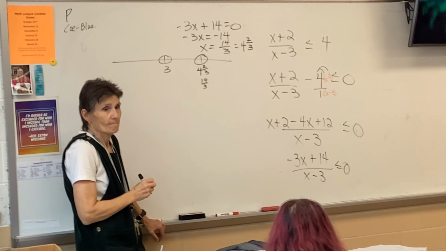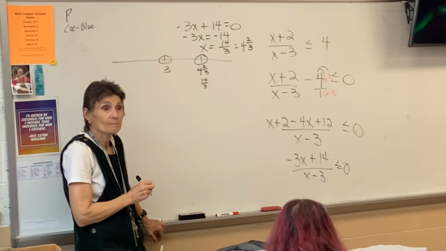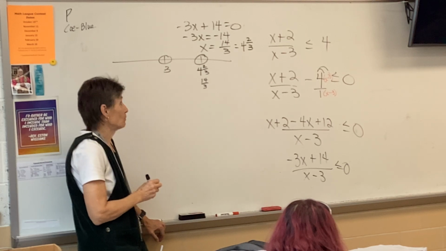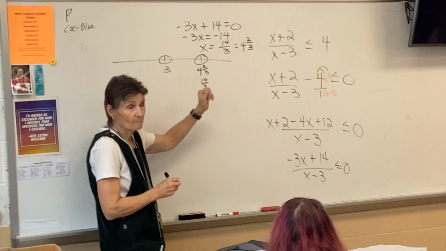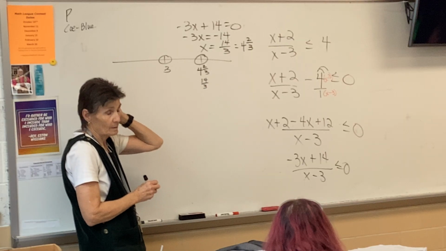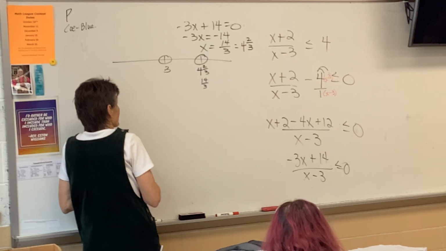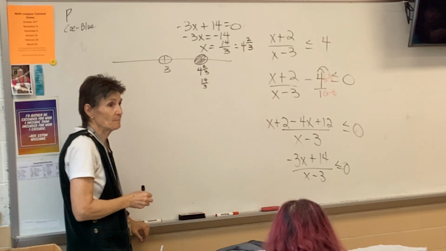Doesn't matter which one you put. Do I have to put like 4 2/3 or can I just put 14 thirds? 14 thirds is fine. I put 4 2/3 so that you knew it was bigger than 3. All right. That dot's open, this dot's closed. Everybody good with that?